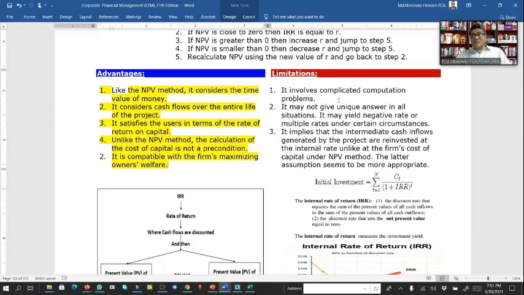But it has some limitations. It is very much complex and involves a complicated computation problem, and it does not give a unique answer, and it can give multiple answers. That means it's not easy to calculate.